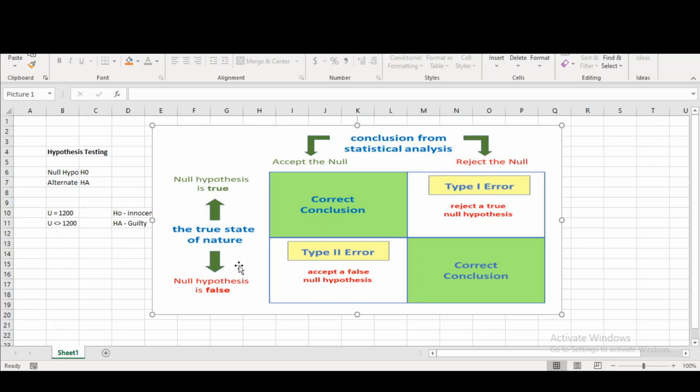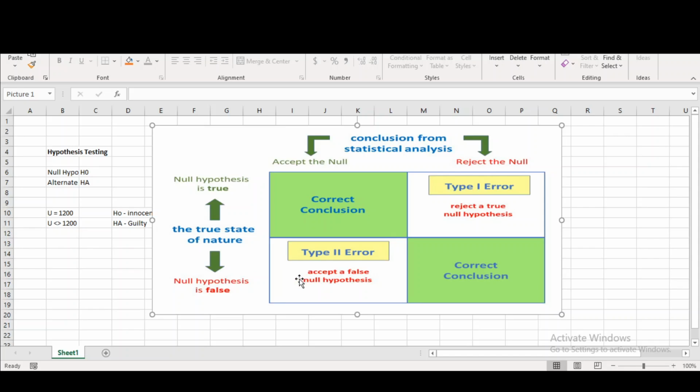Now in a real scenario, the person is not able to pay the loan, but with my hypothesis I am accepting that the person will pay the loan. In that scenario a type 2 error will arise, where we are accepting a false null hypothesis, which in the true condition was that the person will not pay the loan.